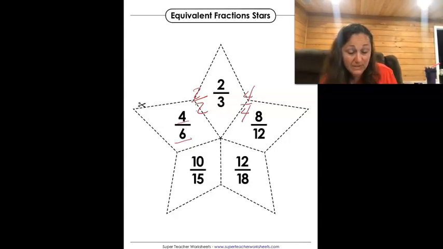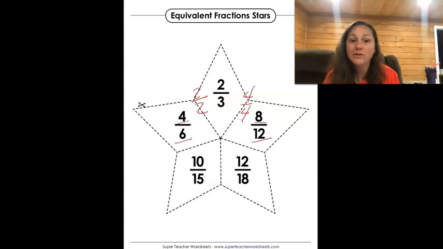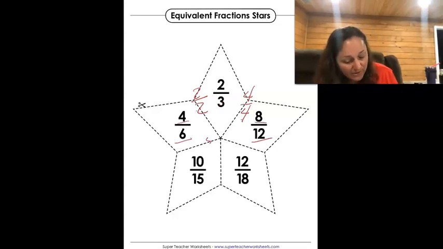2 times 4 is 8. 3 times 4 is 12. Does that one work? Yes, it does. Let's see. What might I have picked to go here? 2 times what equals 10? 2 times 5. Let's see if that works.